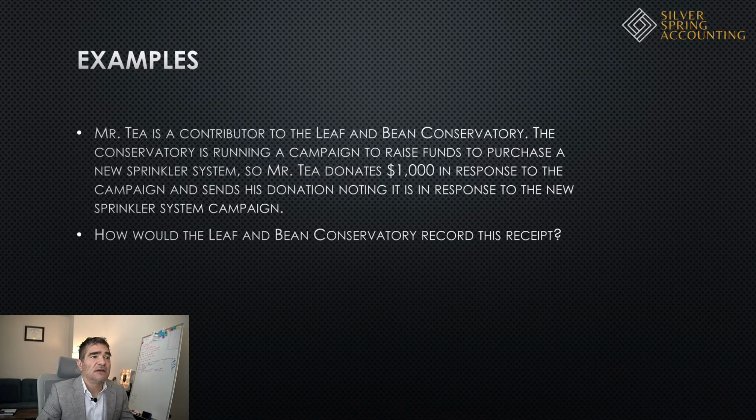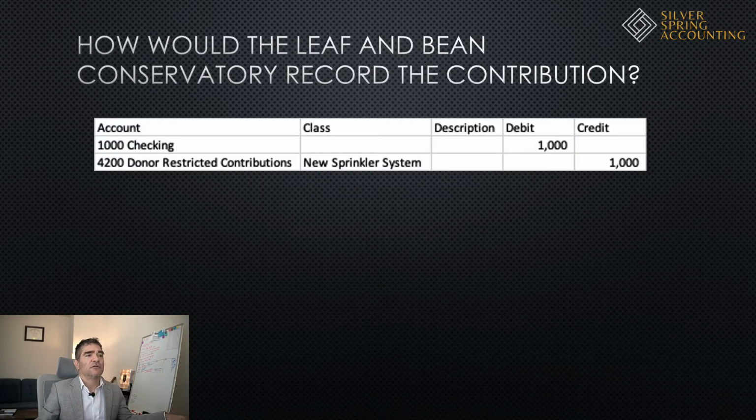So Mr. T is a contributor to the Leaf and Bean Conservatory. The conservatory is running a campaign to raise funds to purchase a new sprinkler system. So Mr. T donates $1,000 in response to the campaign and sends his donation noting that it's in response to the new sprinkler system campaign. So how would the Leaf and Bean Conservatory record this receipt?